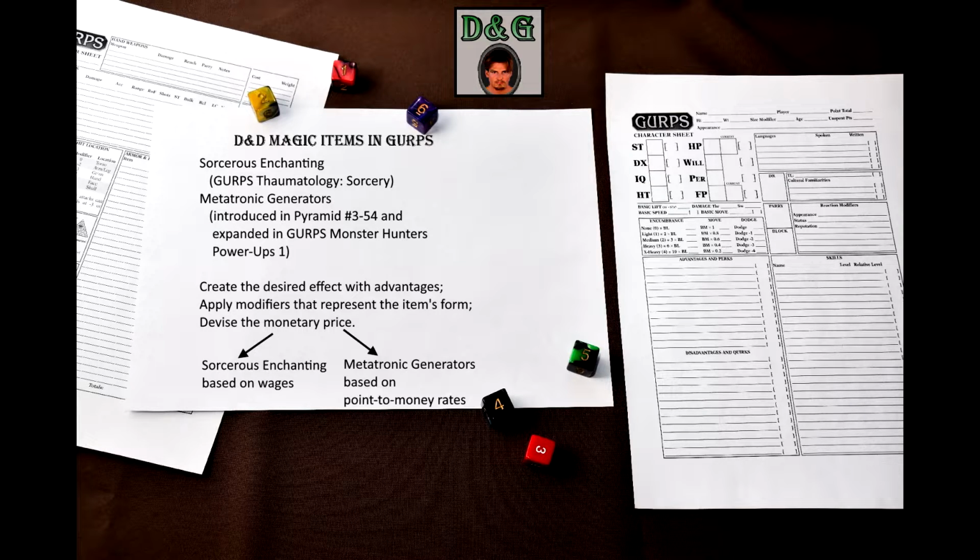If you design the same item using Metatronic generators and Sorcerer's Enchanting, you will get different costs, sometimes wildly different. The costs also scale differently with the point values. Metatronic generators have a linear scaling, which sometimes results in very powerful items having relatively low costs.